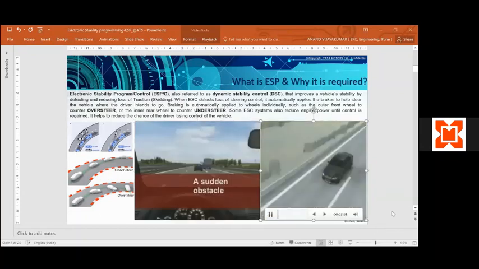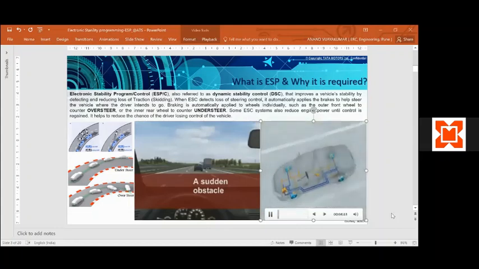ESP comprises the following components. A speed sensor on each wheel. The rotation rate sensor measures the car's rotation around its vertical axis. The steering angle sensor registers the driver's steering intention. From the sensor signals, the control unit computes when and how it has to intervene. The hydraulic unit builds up and reduces the braking pressure in the brakes.